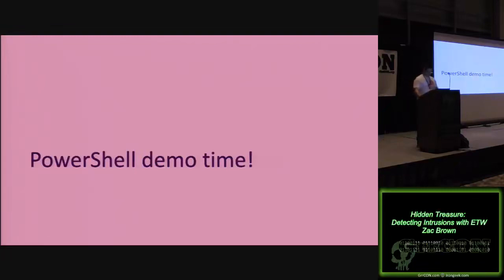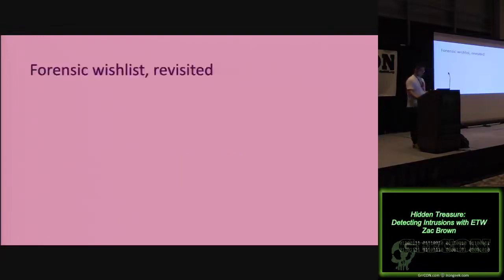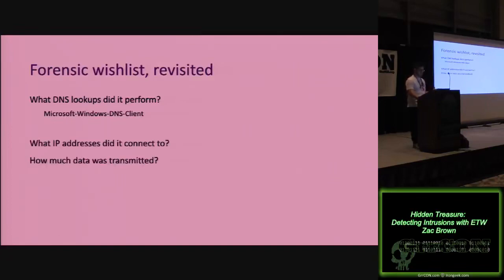Cool. Oops. All right. So let's go back to the forensic wish list that we were talking about. What DNS lookups did it perform? Well, you can use the Microsoft Windows DNS client provider for it. What IP addresses did it connect to? How much data was transmitted? Is it beaconing? You can use Microsoft Windows kernel network for that.